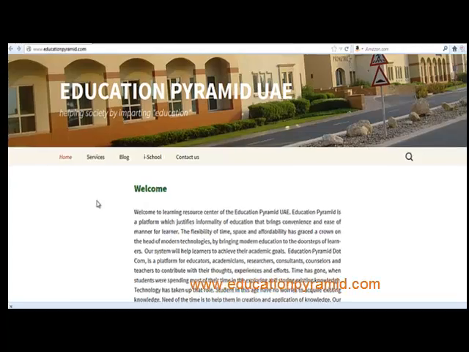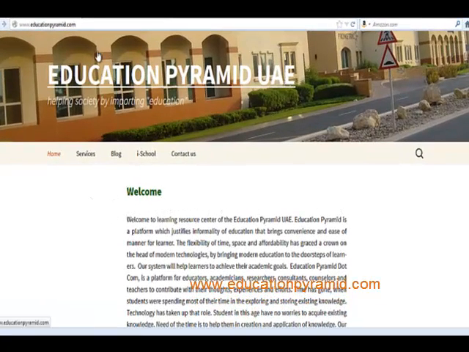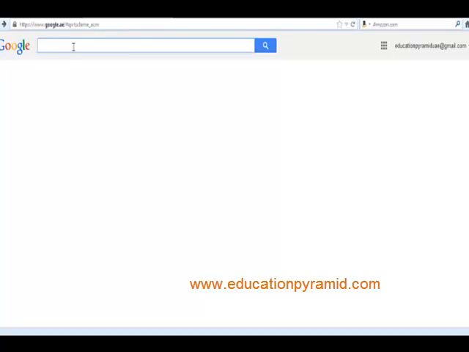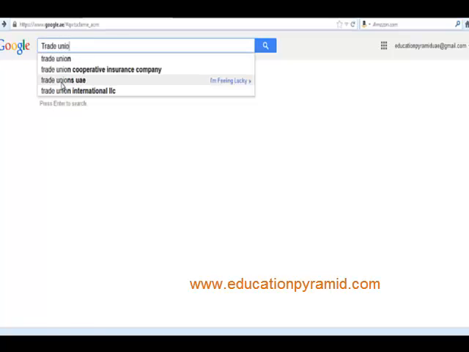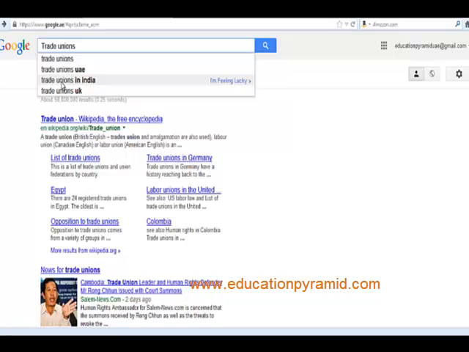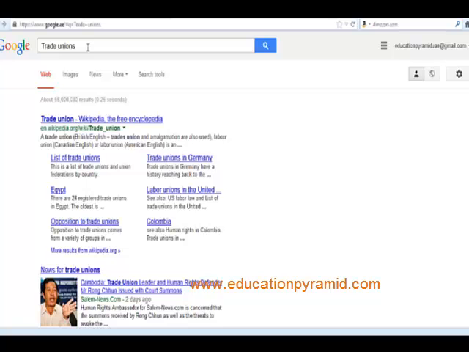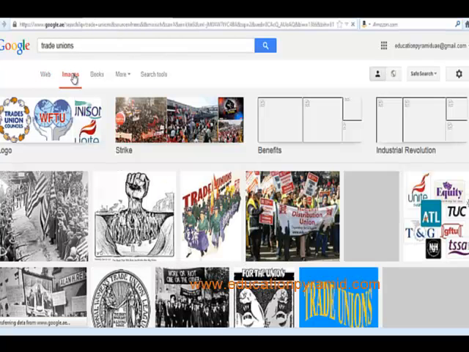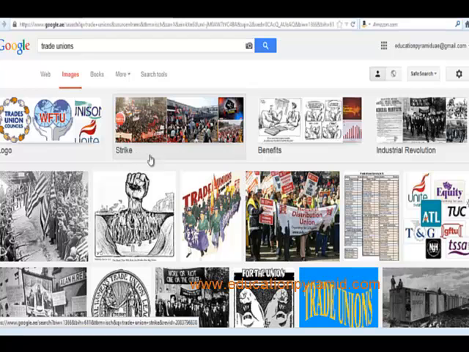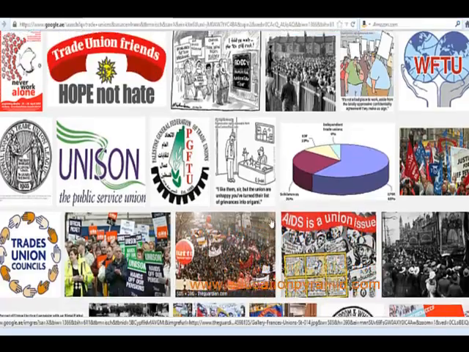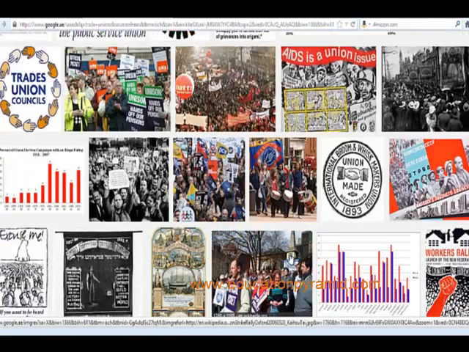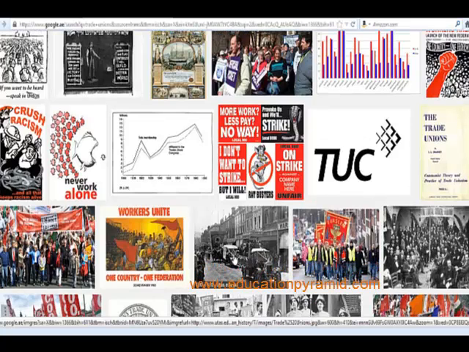If we open the browser, go to a search engine, search for trade unions, and go to images, we can find a number of examples. All these are examples of trade unions.